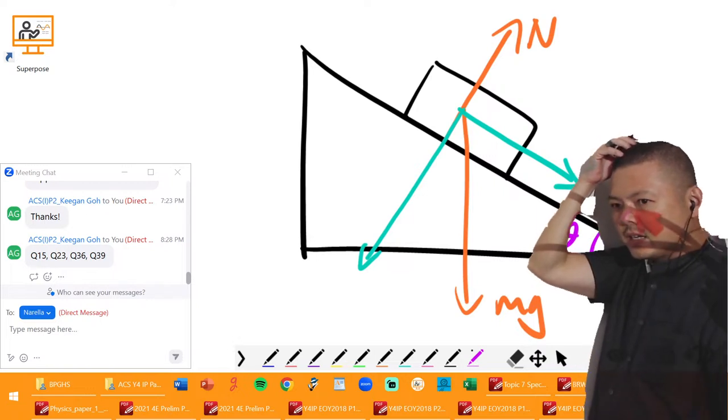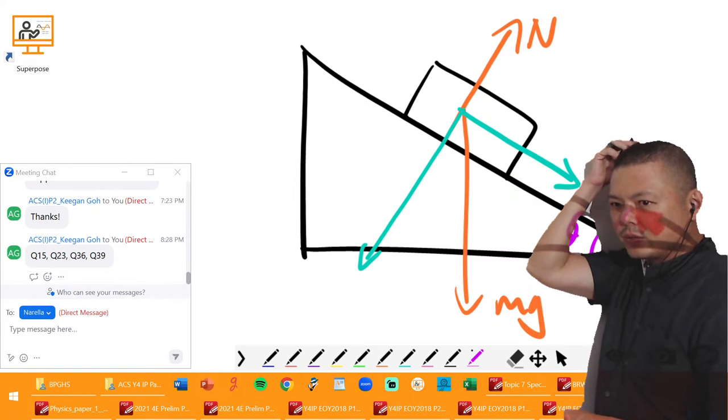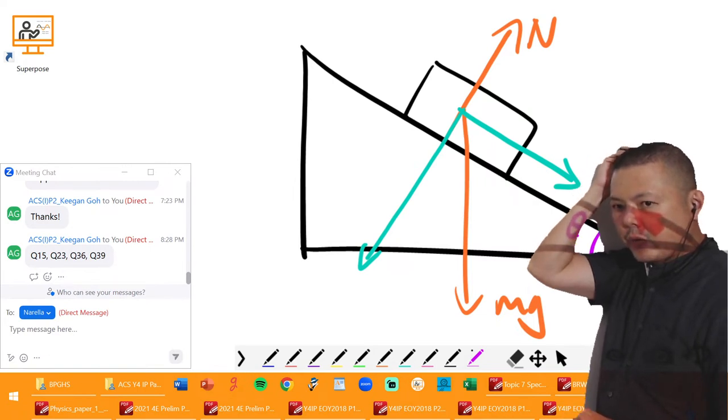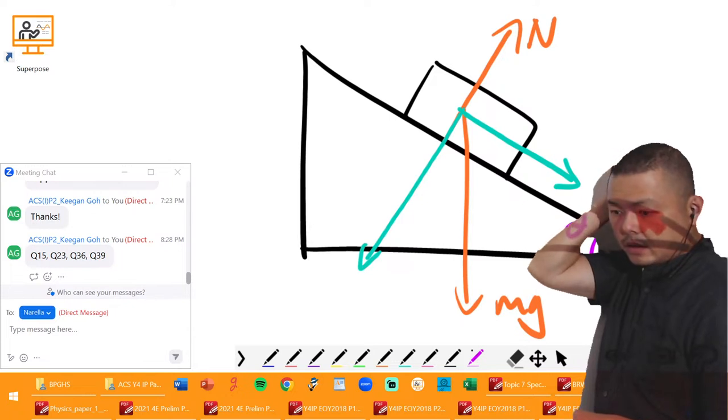So apparently Keegan has information on which ones you need to skip. Ticker tape is also one of those things that you can skip. I don't know, how does Keegan know? Ask teacher. So apparently Keegan said he asked the teacher. My teacher just said you.